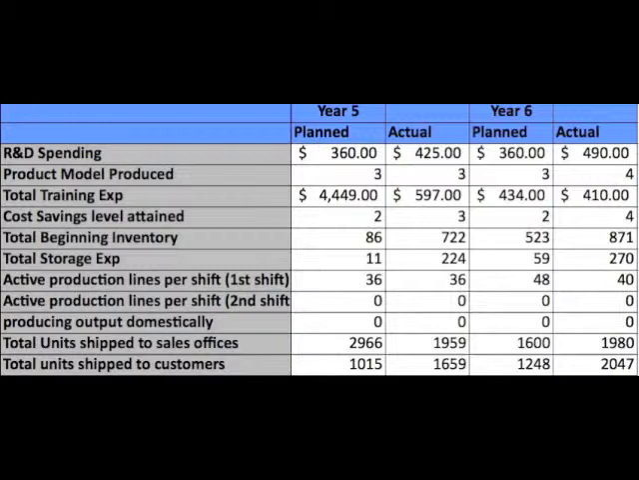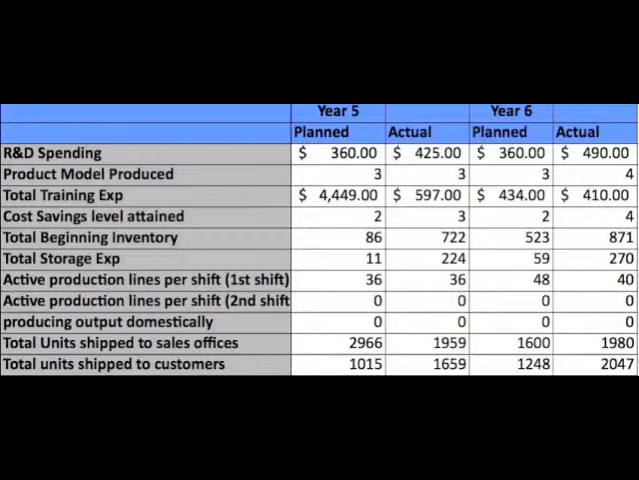Total units shipped to sales offices. In year 5, we expected an increase in sales as stated earlier, which is why we planned to have shipped a total of 2,166 units to sales offices. Conversely, we were unable to gain that much sales and ended up shipping 1,959 units instead. However, in year 6, we did not plan to ship as much as the year before, but on the contrary, we had shipped a bit more than we planned.